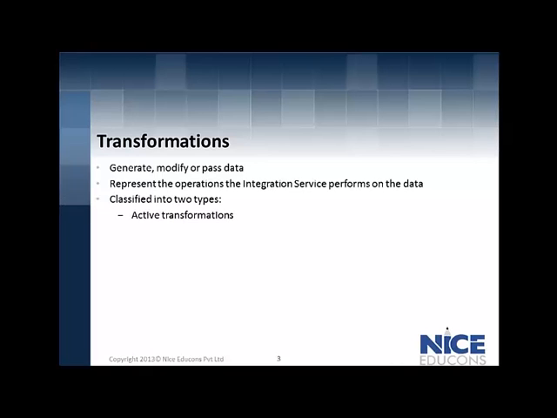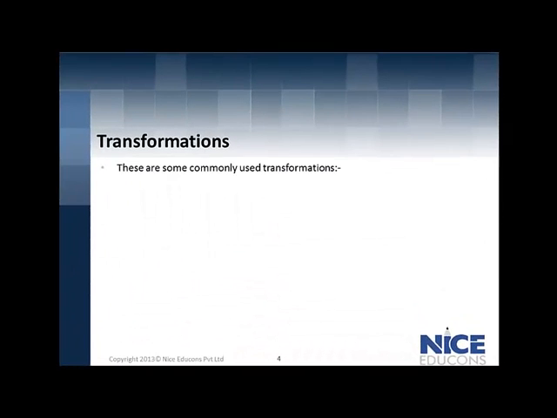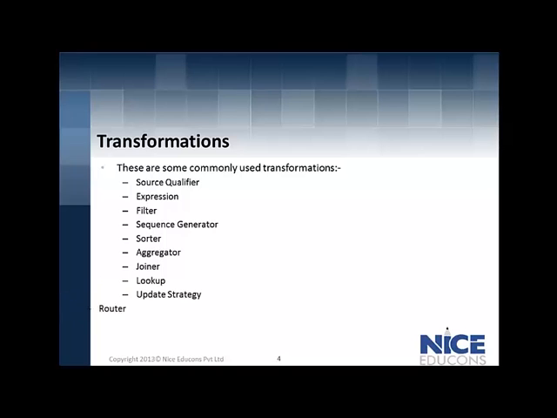They are classified into active and passive transformations. Active transformations can change the number of rows received, whereas passive transformations do not change the number of rows received. Some of the commonly used transformations are the source qualifier, expression, filter, sequence generator, sorter, aggregator, joiner, lookup, update strategy, router, and transaction control. Each of these transformations has its own set of defined roles.